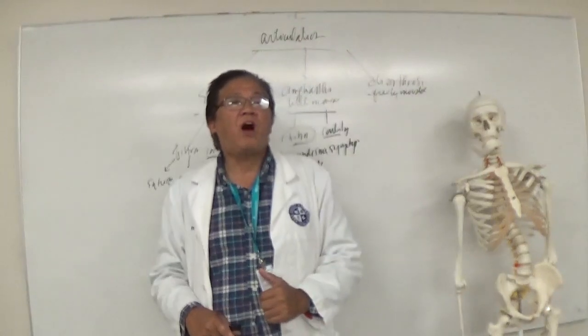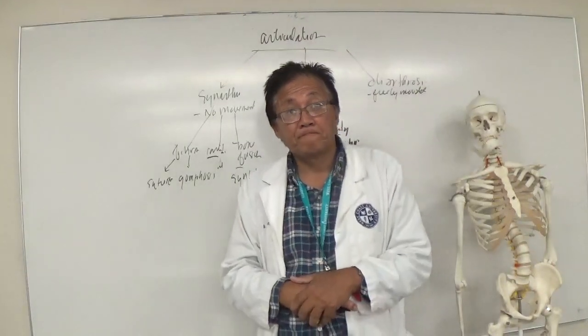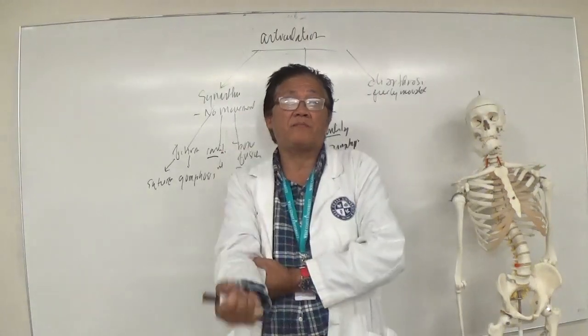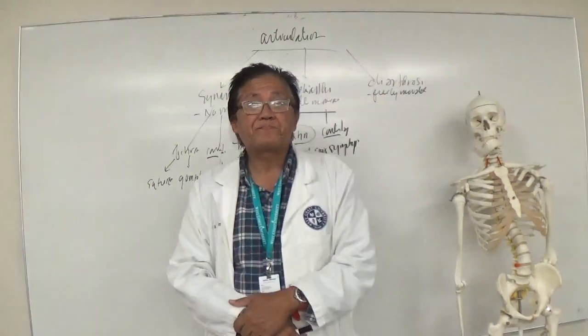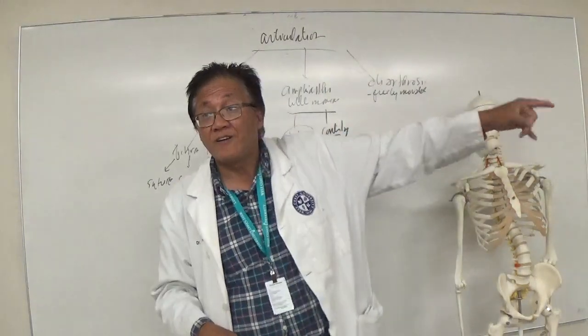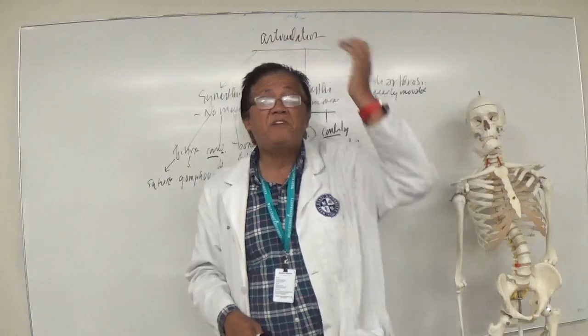Okay. What about a hinge joint? Elbow, right? Your elbow, right? The elbow. Very common example. Same thing with your knee, okay? But it's a modified hinge joint. Hinge like the hinge of the door. Open and close, right? What about pivot?